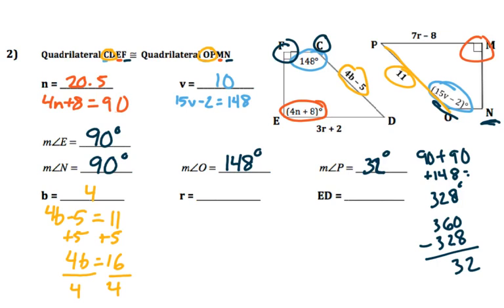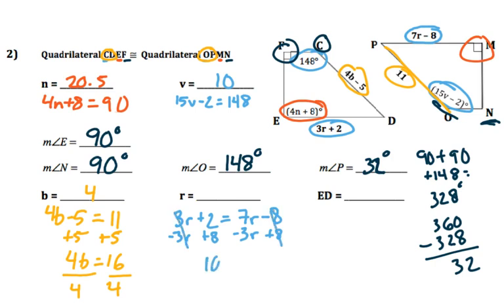Now to solve for R. R is found on the side ED and the side PM. And these are also congruent side lengths, so they're the same length. So we know that 3R plus 2 equals 7R minus 8. Now I'm going to subtract 3R, and I'm going to put two steps together here. And I'm also going to add the 8. And that will get rid of our R's on the left side, get rid of the 8 on the right side, and we get 10 is equal to 4R. Then we divide by 4, and we get that R is 2.5.